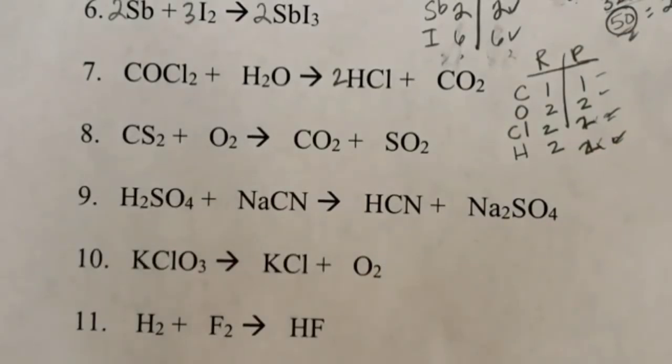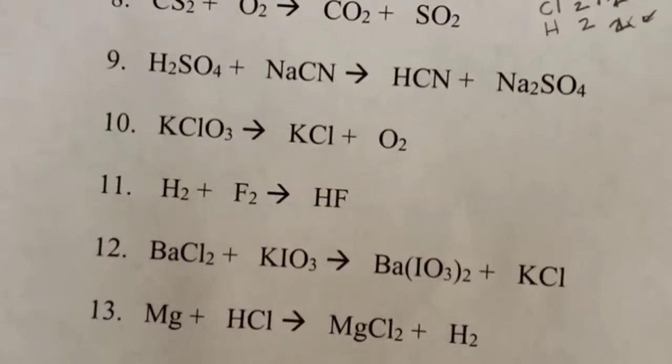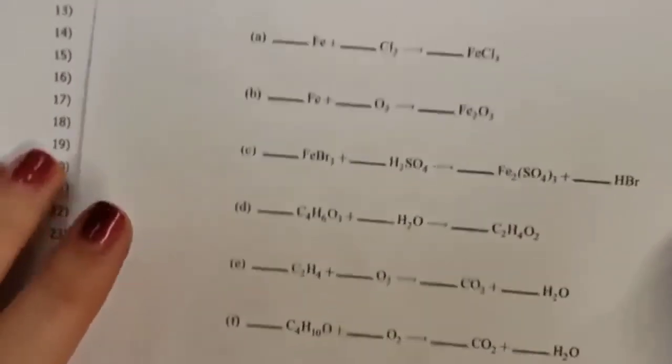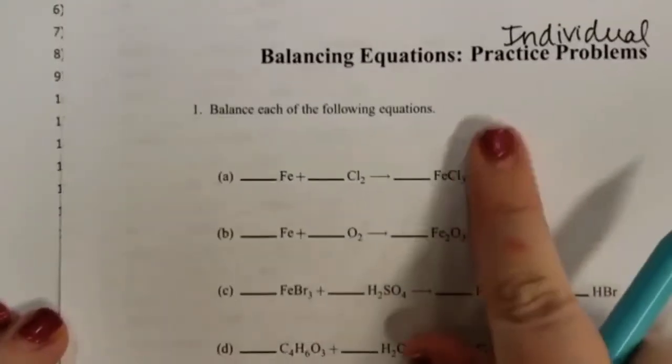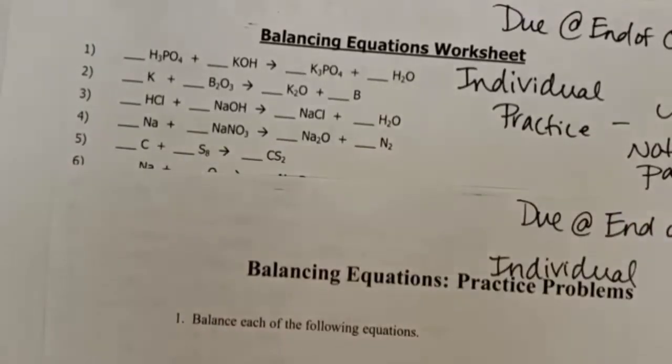Okay? All right, so you're going to do 8 through 13. See if you can do them on your own. Come up to my desk. You can look at the answer key and check your work to see if you got them correct. Then once you have done that, you're going to need to work on these. This is a front and back worksheet, the balancing equations practice problems, and then on the other side there's more balancing equations.